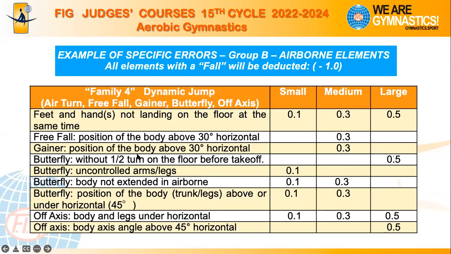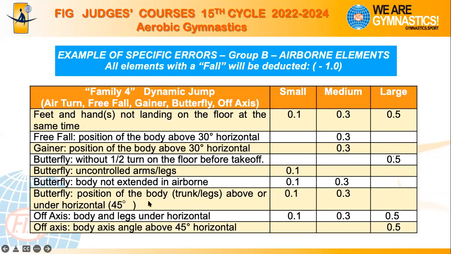Gainer, position of the body above 30 degrees horizontal, 0.3. Butterfly without a half turn on the floor before takeoff. You're supposed to have a half turn on the floor before takeoff for the butterfly, so it's a wrong technique with 0.5. Uncontrolled arms and legs during butterfly, 0.1. Butterfly body not extended in airborne, 1 or 3.